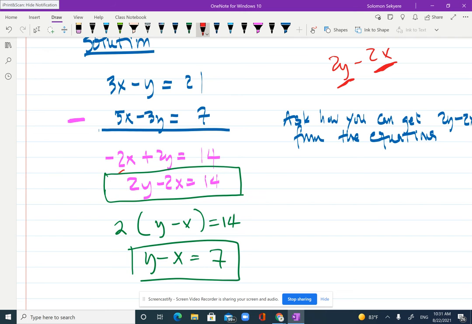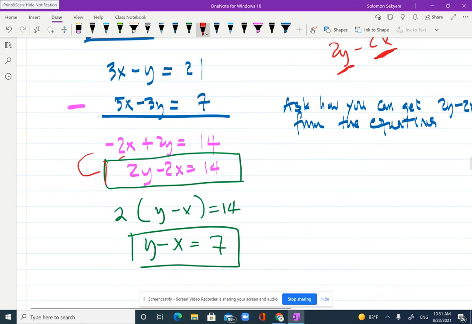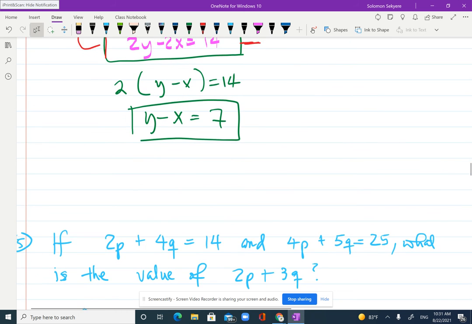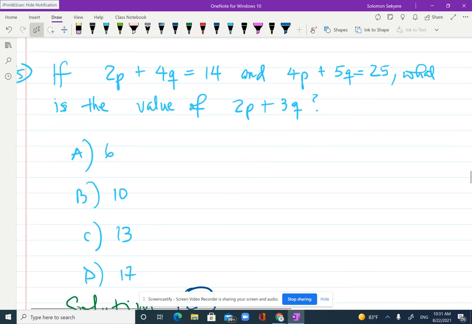And then you realize negative 2x plus 2y equals 14. So that ends it. 2y minus 2x is the same as that; we just wrote the y first and then x second. What if you were asked, what is the value of y minus x? When you get to this point, you factor out the 2, and then you get y minus x equals 7. You're done. Try this one.